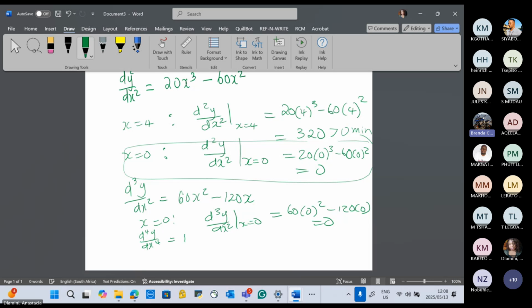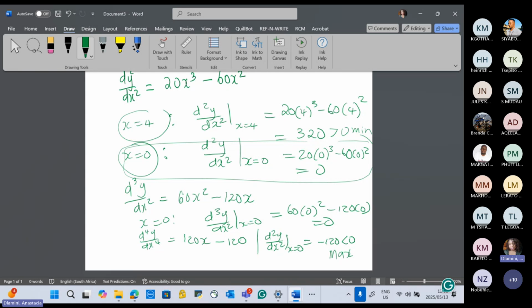120x. So then, when we substitute, we get what? Minus 120. So then we conclude something there. This is where we find the maximum. So at x equals 0, we find the maximum, and at x equals 4, we found the minimum.